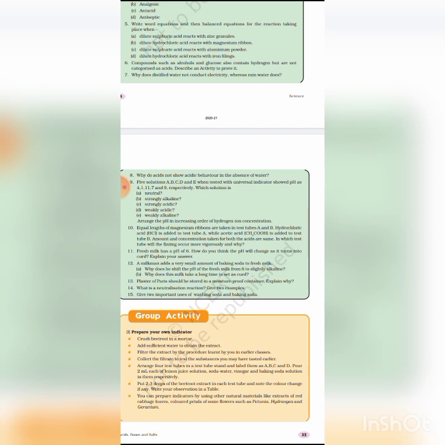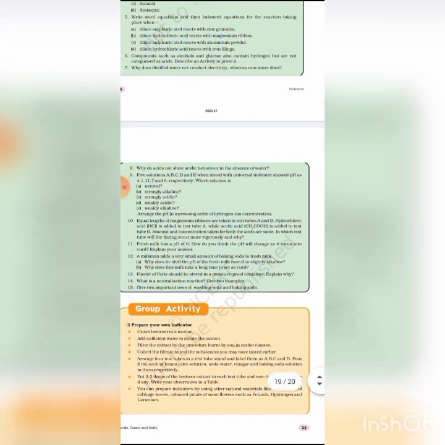Student, now arrange the solutions in increasing order of hydrogen ion concentration according to their pH. We can write 11 greater than 9, greater than 7, greater than 4, and greater than 1. Okay. Now question number 10.